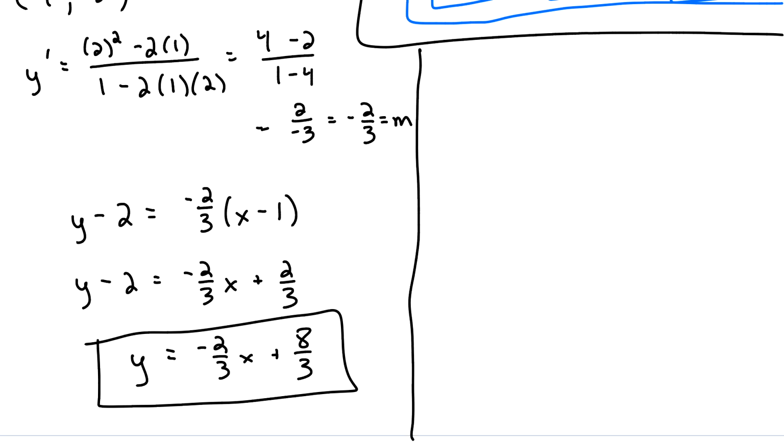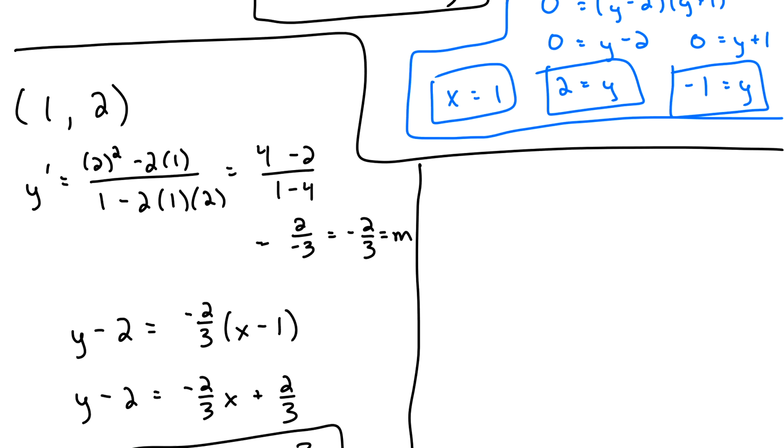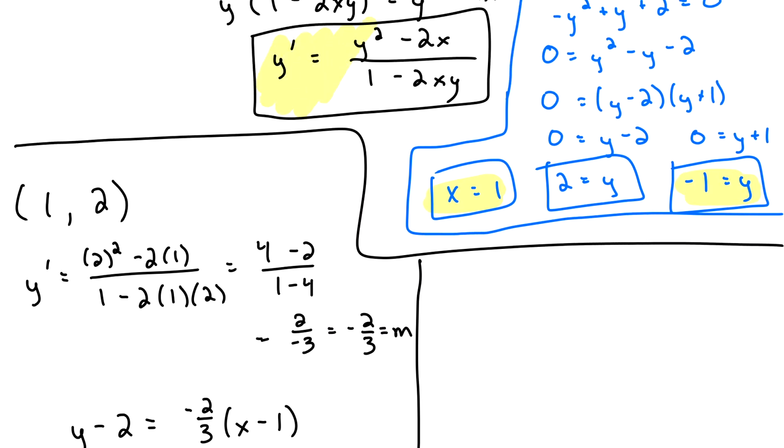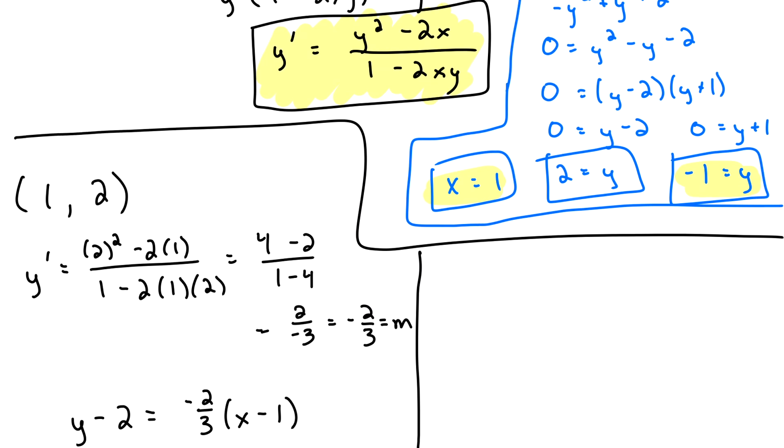But that's only half the story. I have another tangent line. We used the y value of 2. Notice that the x value isn't changing. The x value is still going to be 1, but this time around my y value is going to be negative 1. So again, we're working with the same derivative that we found. This y prime equals y squared minus 2x all over 1 minus 2xy. So y prime equals y squared, that's negative 1 squared, minus 2 times 1, all over 1 minus 2 times 1 times negative 1.